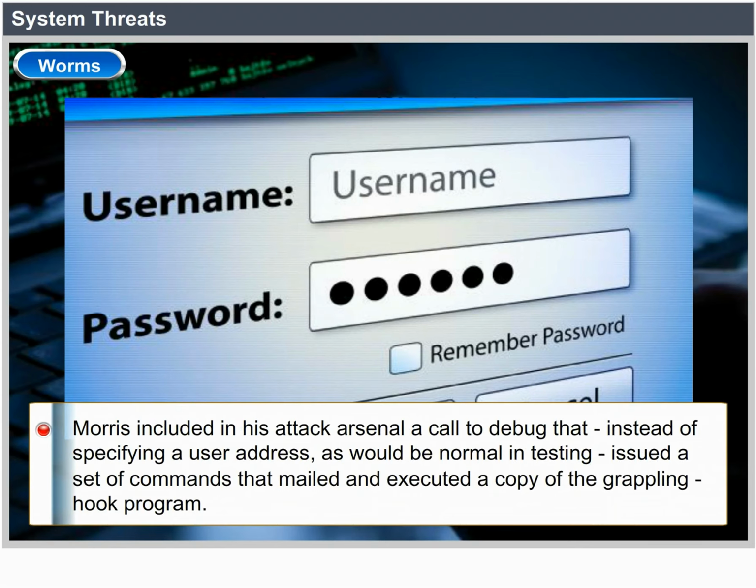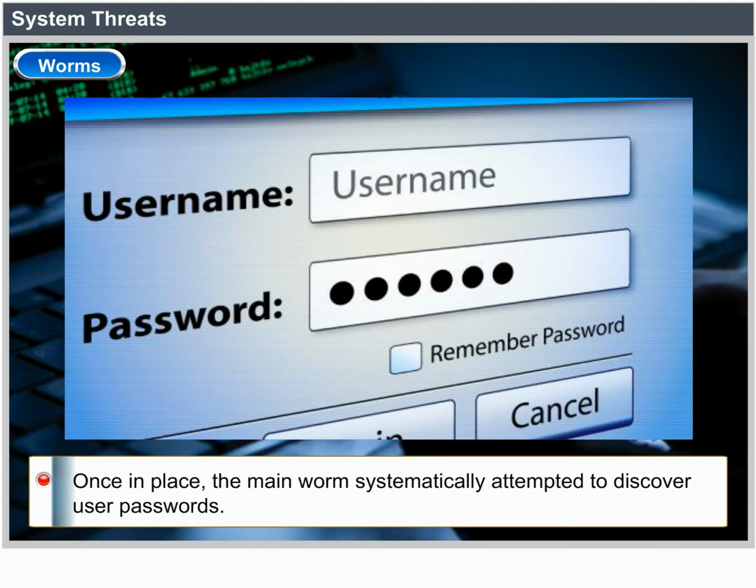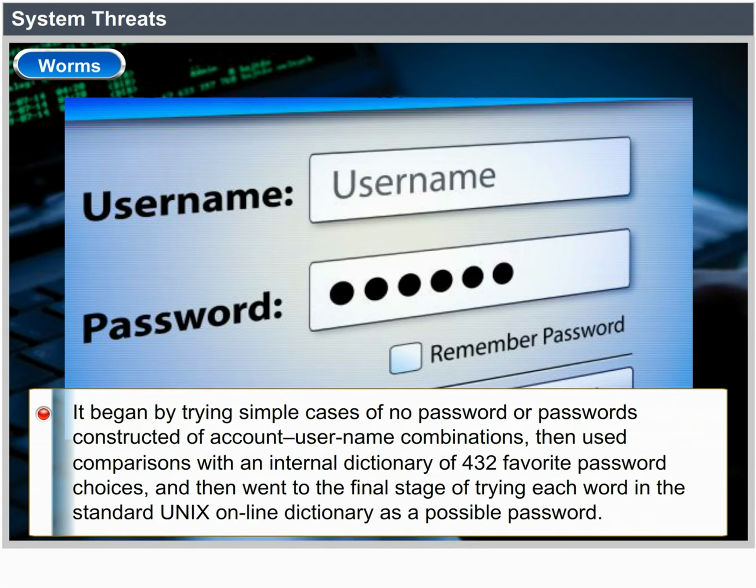Once in place, the main worm systematically attempted to discover user passwords. It began by trying simple cases of no password or passwords constructed of account username combinations, then used comparisons with an internal dictionary of 432 favorite password choices, and then went to the final stage of trying each word in the standard Unix online dictionary as a possible password.